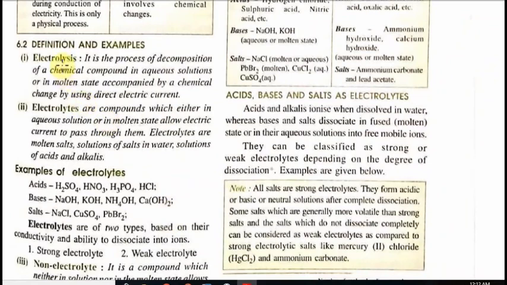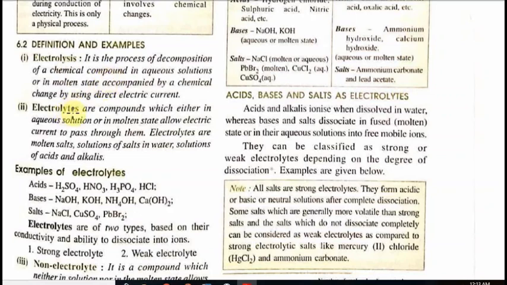Going to this definition, electrolysis. It is the process of decomposition of a chemical compound in an aqueous solution or in molten state accompanied by chemical change. Students, please memorize. Electrolysis means two necessary conditions: passage of electric current and a chemical change. If any of them is absent, then electrolysis is not happening.